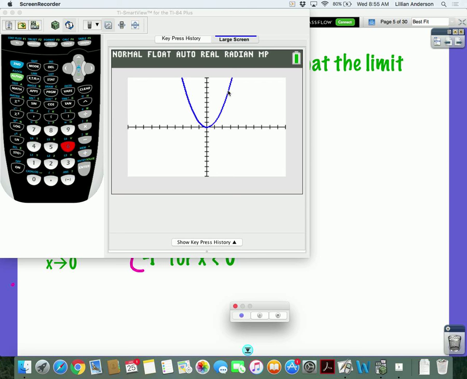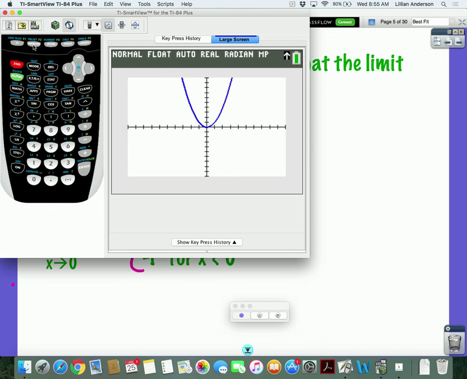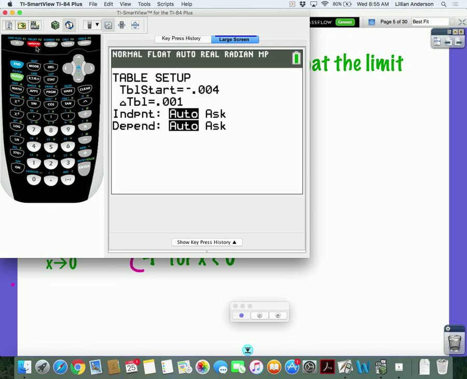Before we go look at our table, let's fix the setting. So go to second window. Second window is table setup. This is how you can basically look at the different X values on your table. Clearly, we're concerned about what's happening around 2, so we'll start at 2. And this triangle TBL basically means the change of your table. How do you want it to increase? Normally, our table goes by ones, okay? 2, 3, 4, 5, 6, whatever.